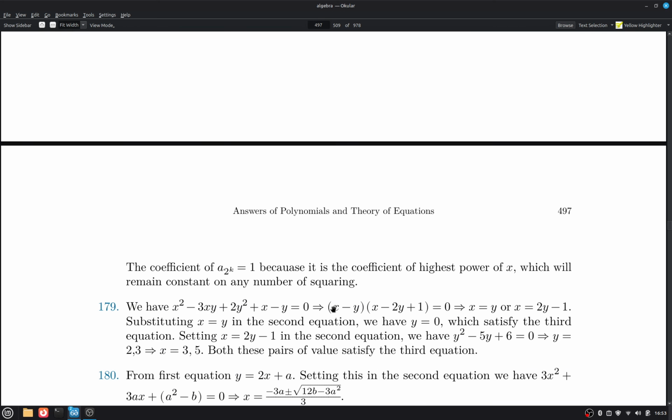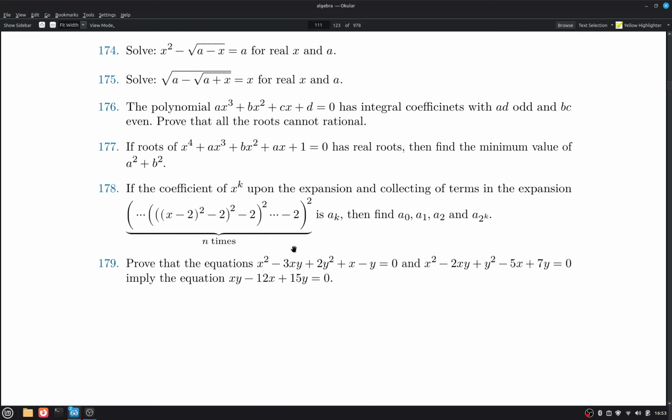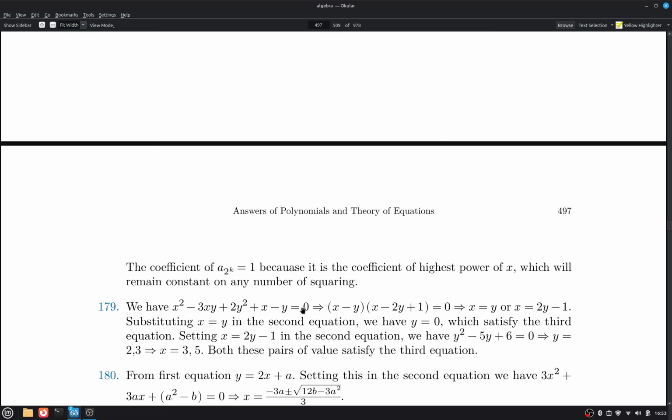So we have two equations. We take the first equation and factorize it. This becomes (x minus y)(x minus 2y plus 1) is equal to 0. So either x is equal to y or x is equal to 2y minus 1. We substitute x is equal to y in the second equation and we get y is equal to 0, which satisfies the third equation.